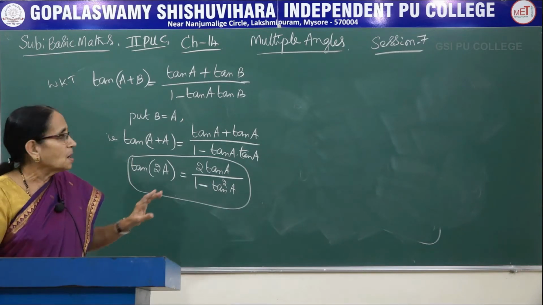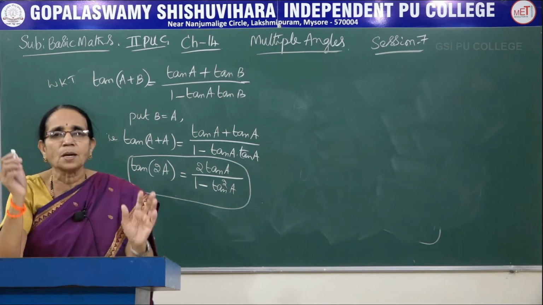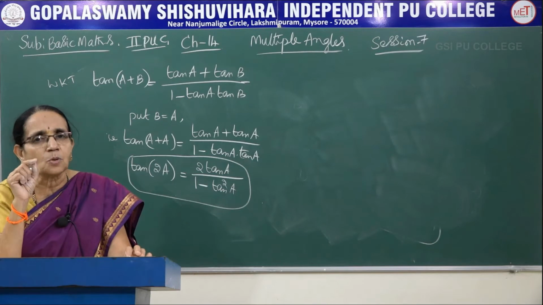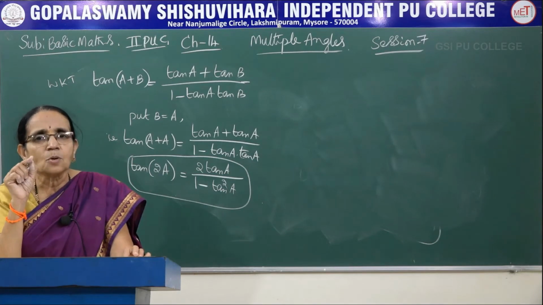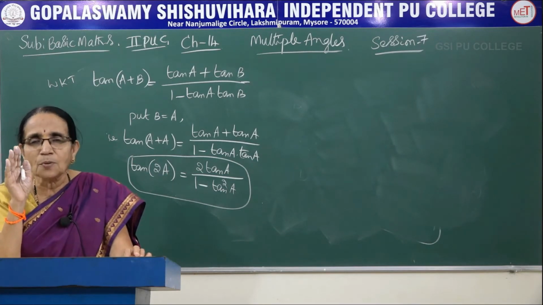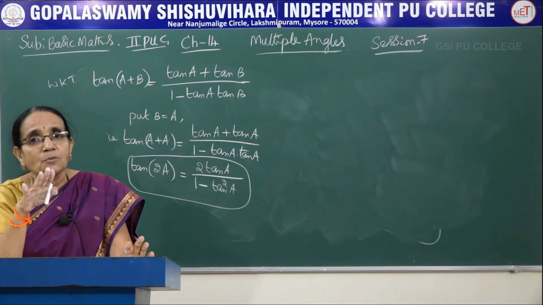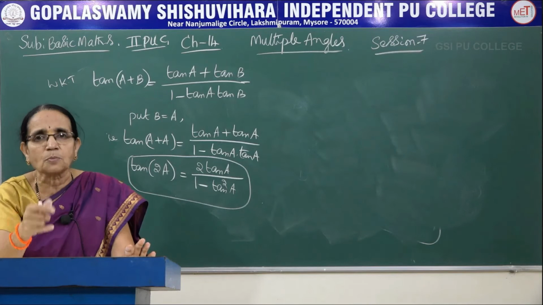Cos of 2a has got three different expansions. One is cos square a minus sin square a. The other one is 1 minus 2 sin square a. The third one is 2 cos square a minus 1. Only for cos of 2a do we have three different formulas. Any one of them can be used even in working out a problem.